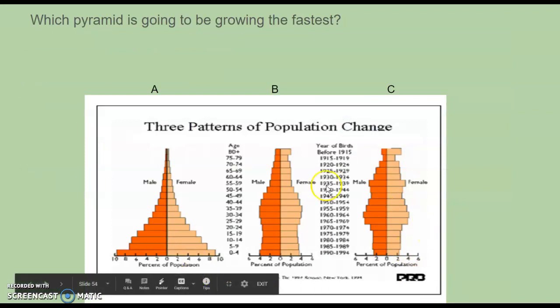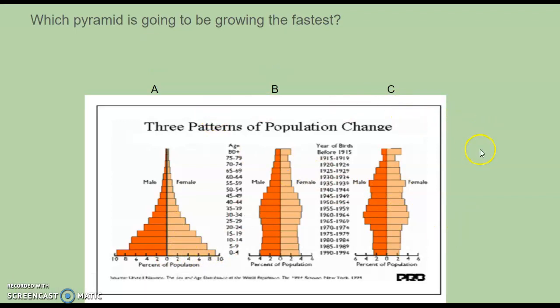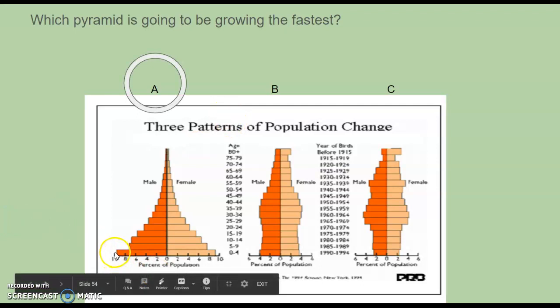So these are my three different types. They're not labeled here, I just labeled them A, B, C. Which pyramid is going to be growing the fastest? If I was to ask you a question like this and you were to look at these three, hopefully we would go with A for this one. The bottom of my pyramid is the largest, therefore it's going to grow the fastest.